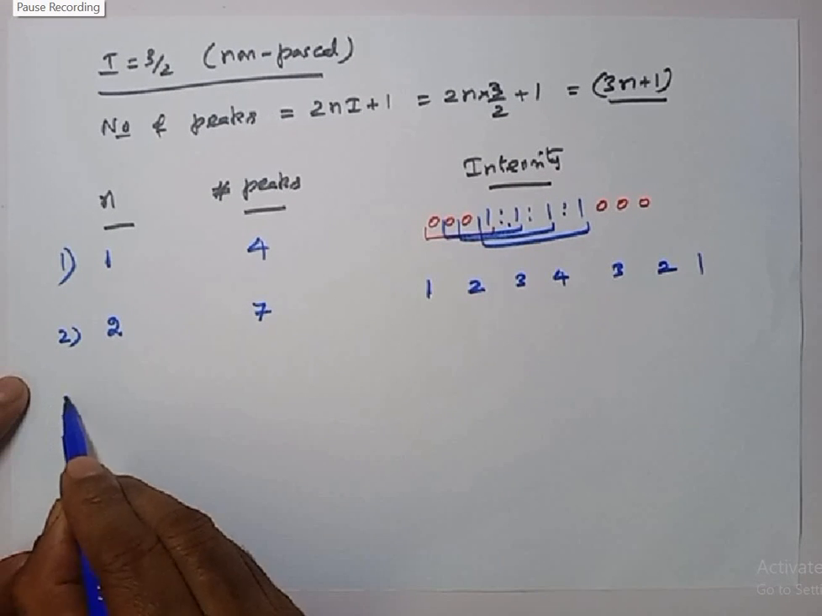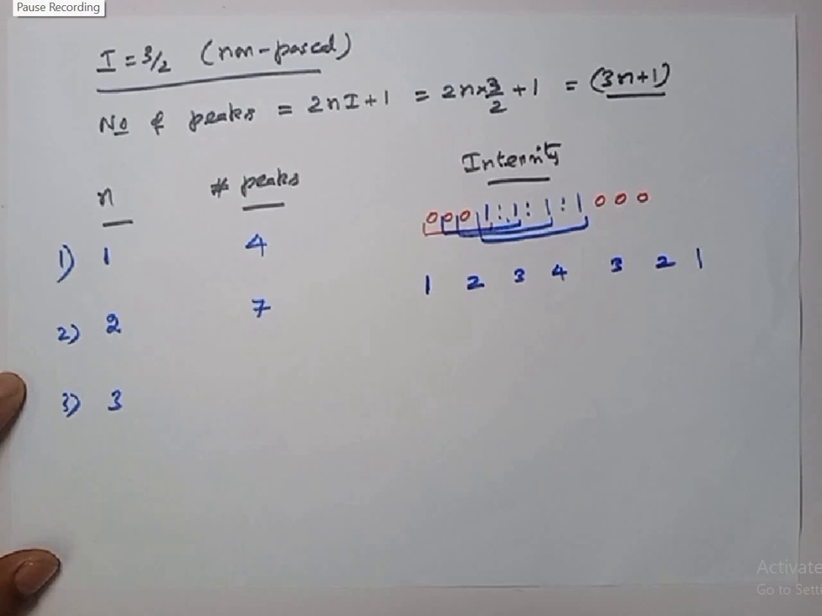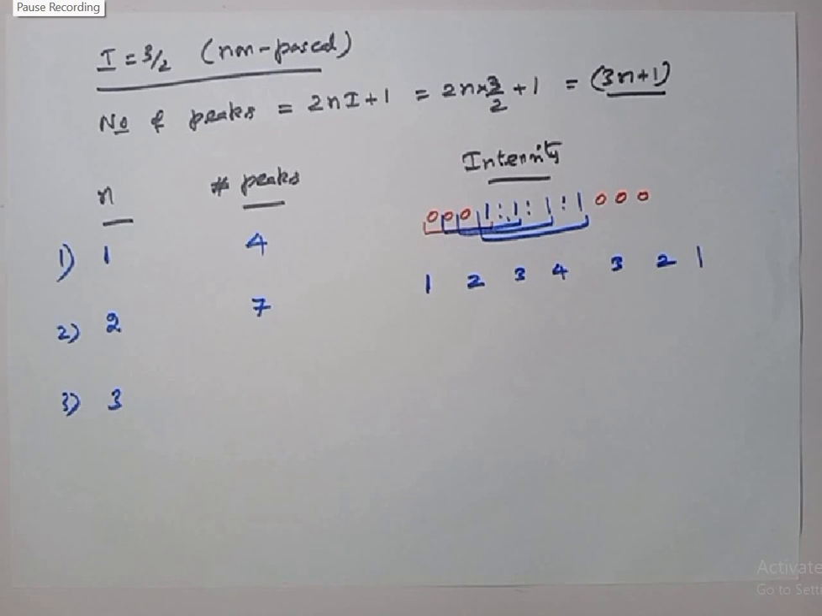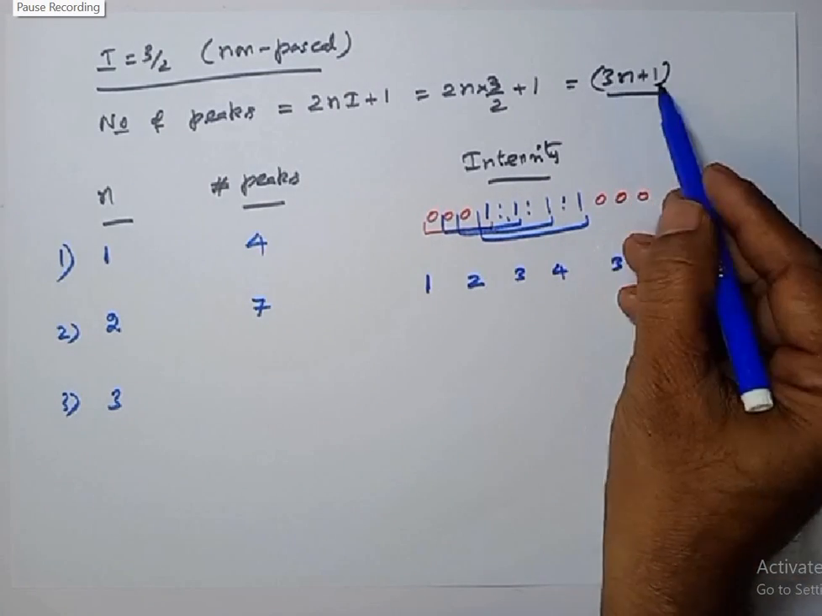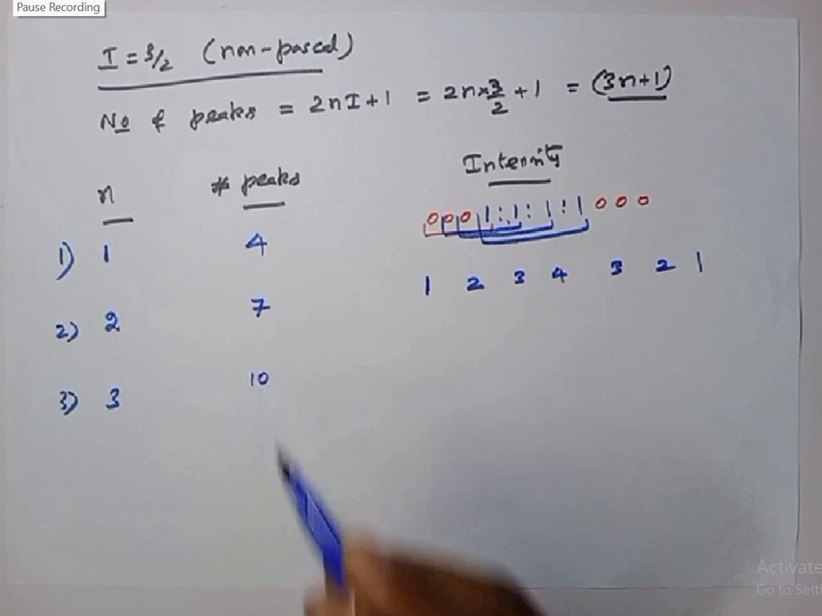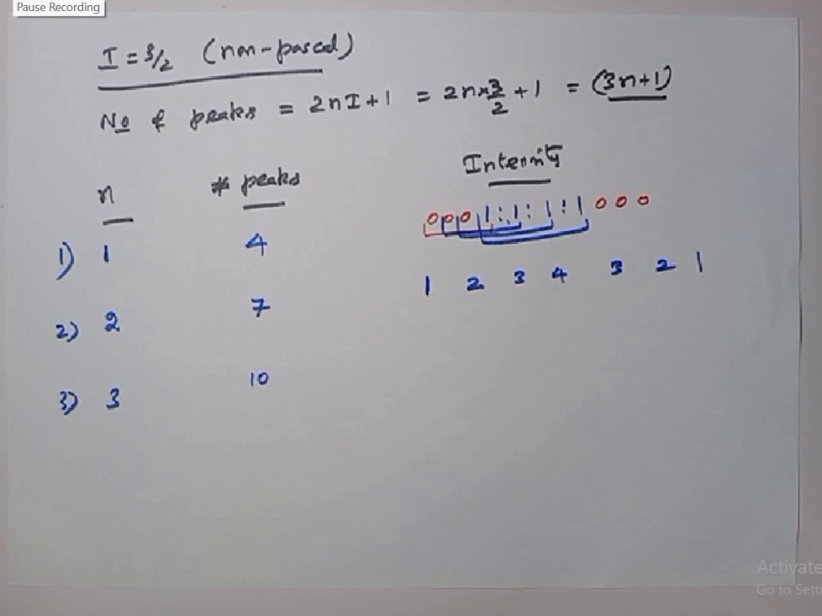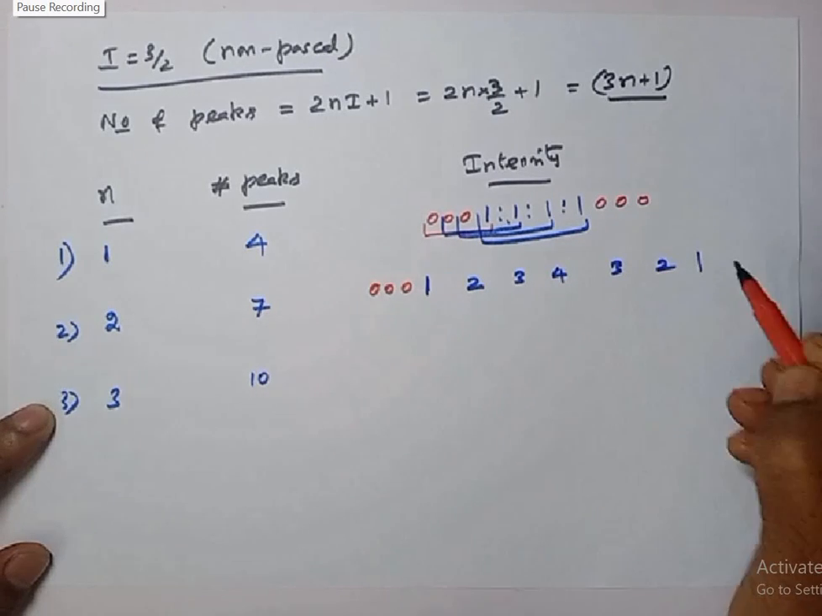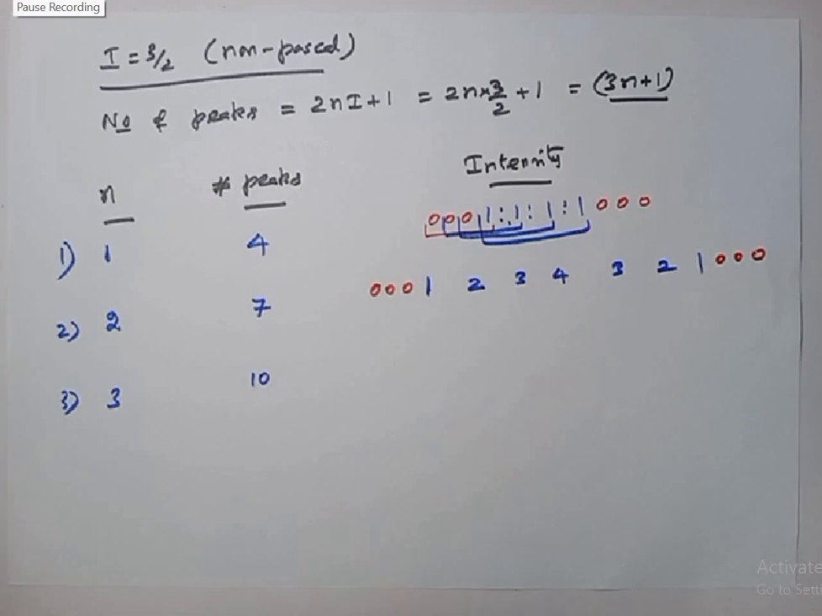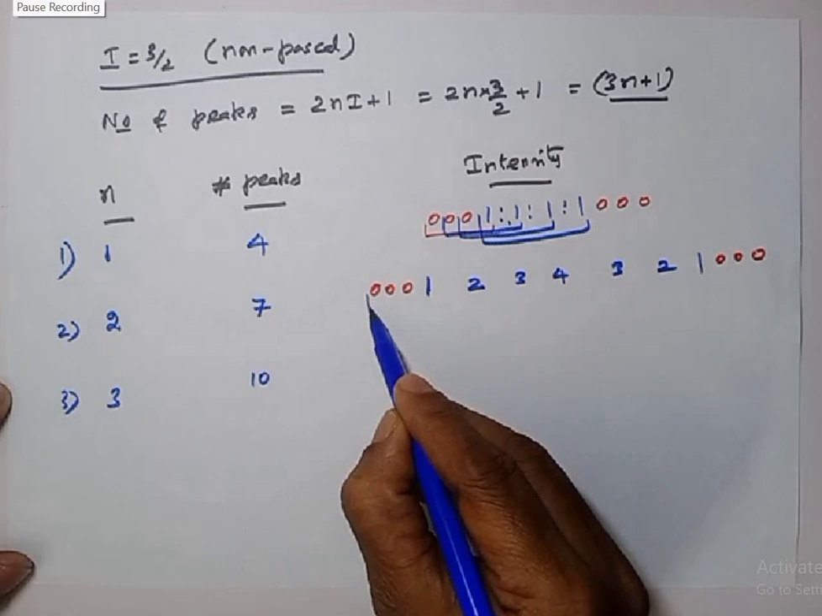Right. Suppose we have 3 equivalent nuclei on the adjacent carbon, for them, if I is equal to 3 by 2, how many peaks do we get? If the n value is 3, 3 into 3, 9, 9 plus 1, 10, we get 10 peaks. And what is the intensity ratio? What to do? Add 3 zeros on this side and 3 zeros on this side. Then add 4 numbers. Very simple.